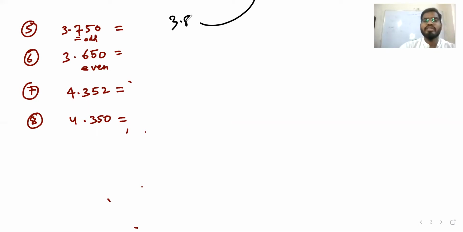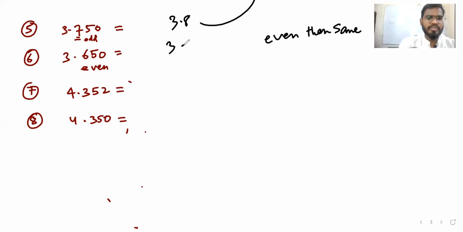Now see, 3.650. So 5 is there. 5 is equal, but after that it is 0. So we consider 6 as an even number. If it is even, then it stays the same. So we can say 3.6 only.